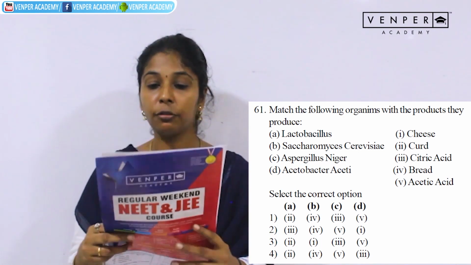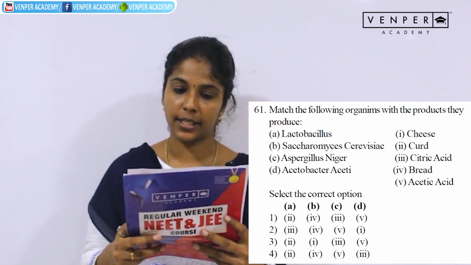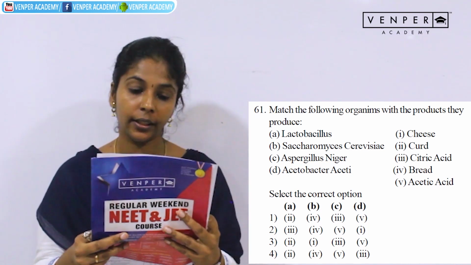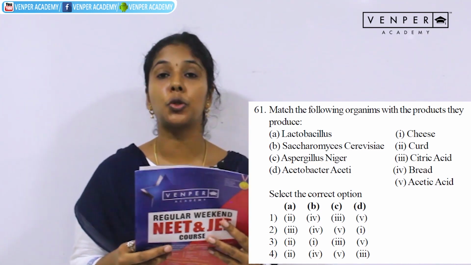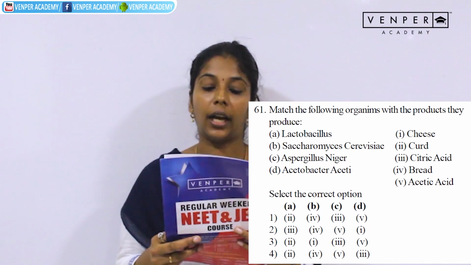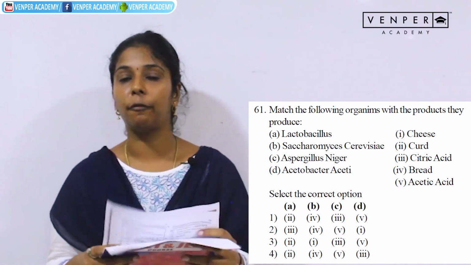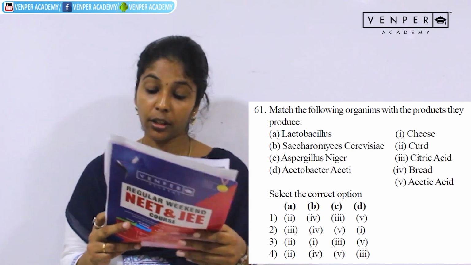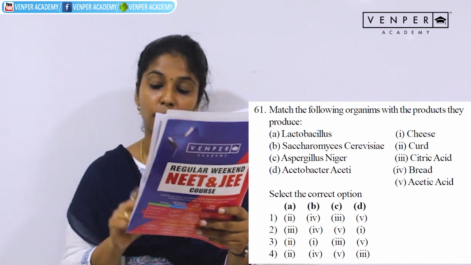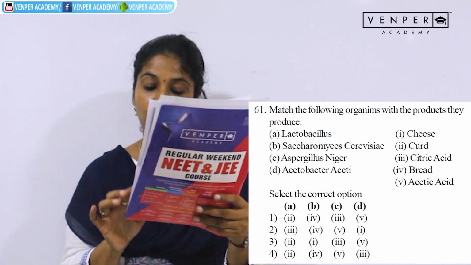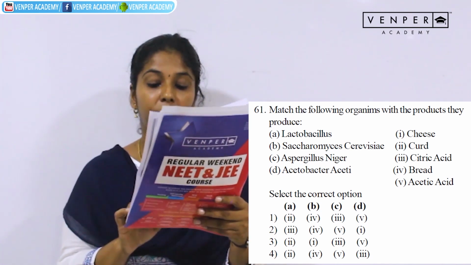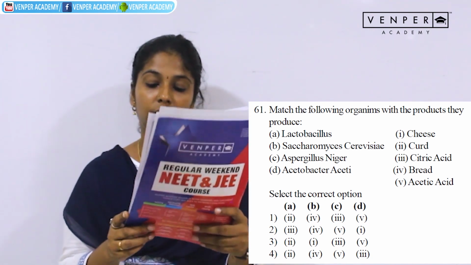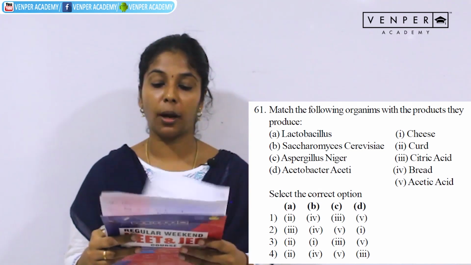Lactobacillus is used in the formation of curd. Saccharomyces cerevisiae is used in the formation of bread, Aspergillus niger is used to produce citric acid, and Acetobacter aceti is used to produce vinegar or acetic acid from ethanol. So the correct option is, for Lactobacillus it is 2, curd. For Saccharomyces it is 4, bread. For Aspergillus niger it is 3, and Acetobacter aceti it is 5. So the correct option is option number 1.